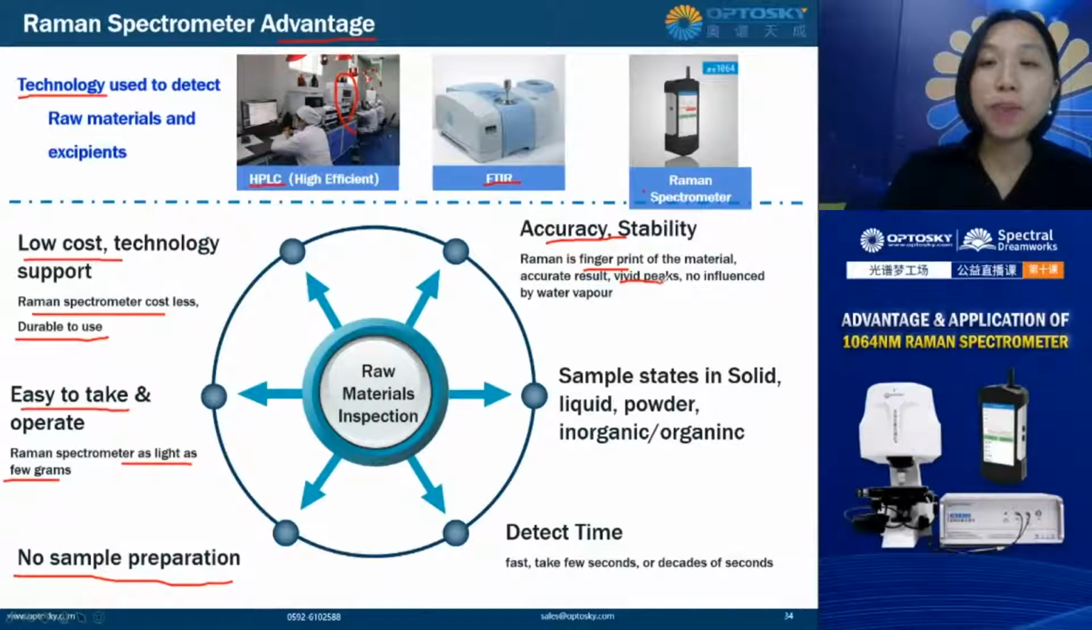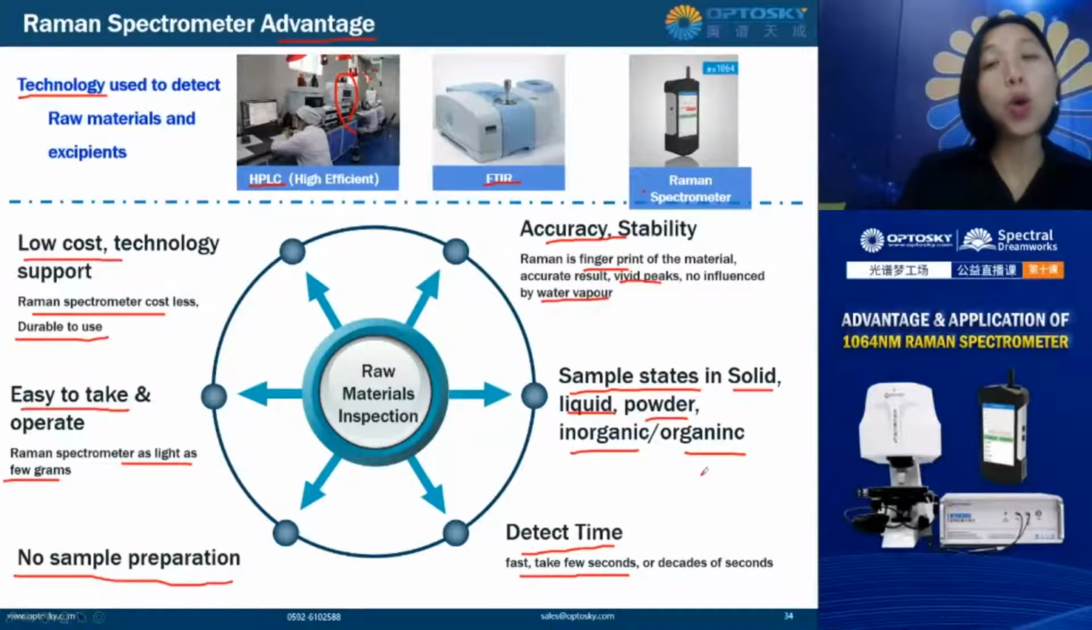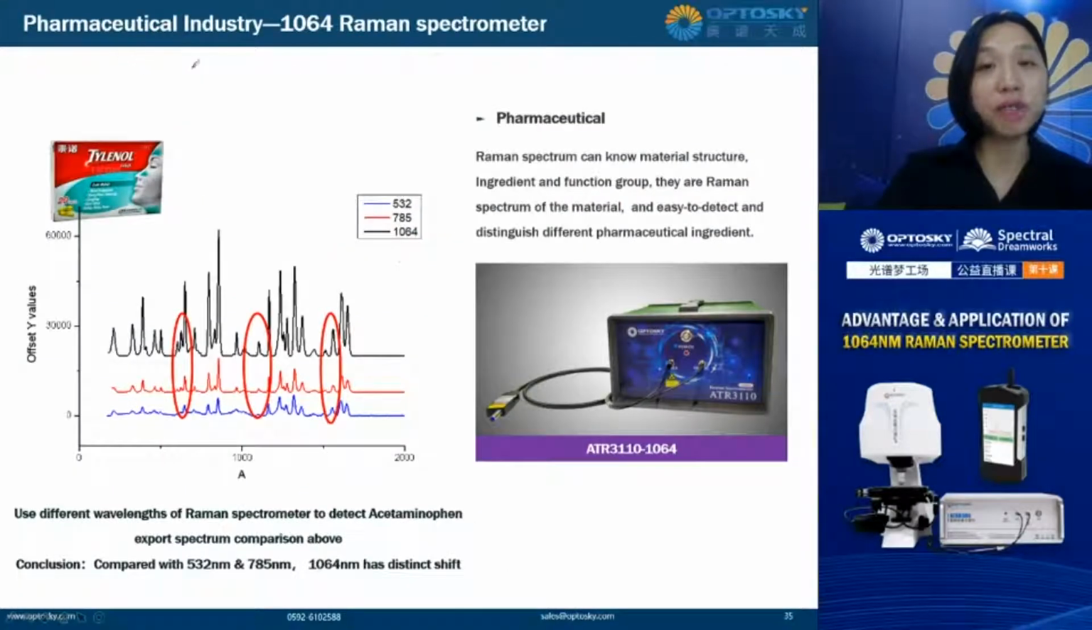So it has a vivid peak with no influence from water vapor. We know that HPLC has some disadvantages with water vapor. The sample states can be detected as solid, liquid, powder, and organic, and the detection time takes just a few seconds. So that's why we introduce Raman spectrometers for pharmaceutical raw materials and excipients identification.